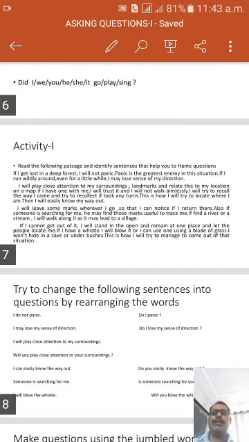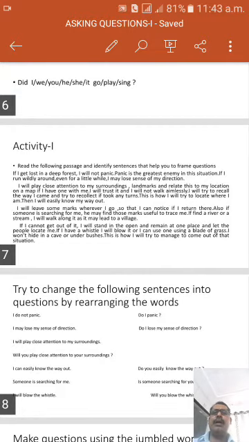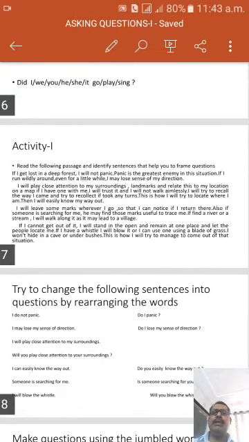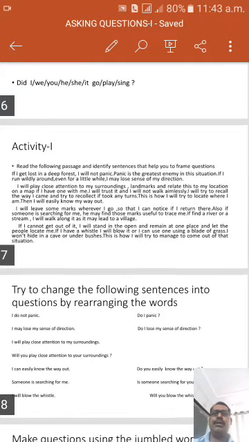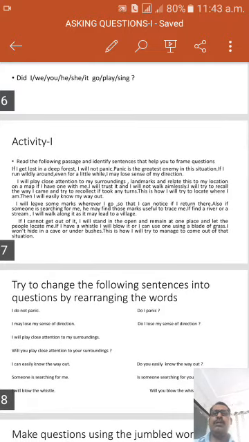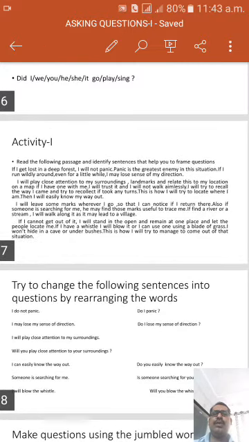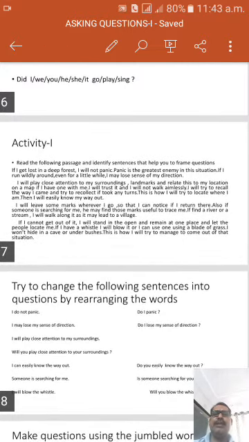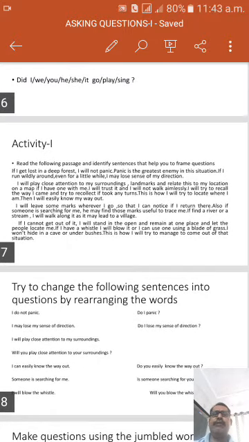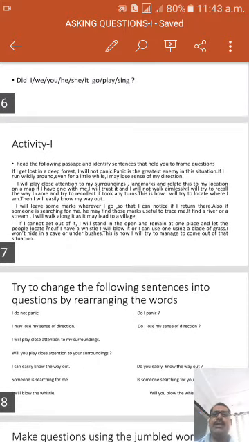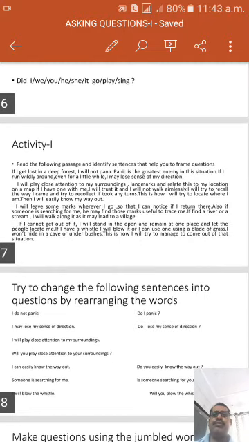If I took any turns. This is how I will try to locate where I am. Then I will easily know my way out. I will leave some marks wherever I go so that I can notice if I return there. Also, if someone is searching for me, he may find those marks useful to trace me. If I find a river or a stream, I will walk along it as it may lead to a village.